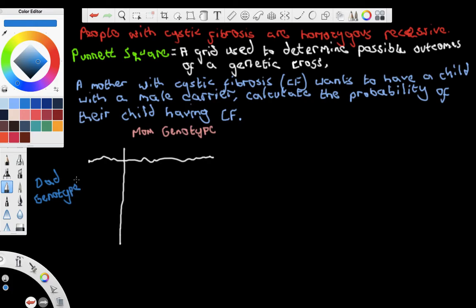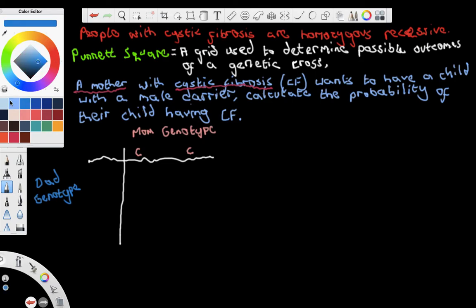Now, if you think back to last lesson, we said that the genotype is always shown as two letters. So mom, it says in the question, suffers with cystic fibrosis. So a mother with cystic fibrosis. We've said earlier that to have cystic fibrosis, you have to be homozygous recessive. So you have to have two lowercase alleles. For the case of this Punnett square, I'm going to choose to use the letter C. So mom has got cystic fibrosis, so she can only give two lowercase c's.